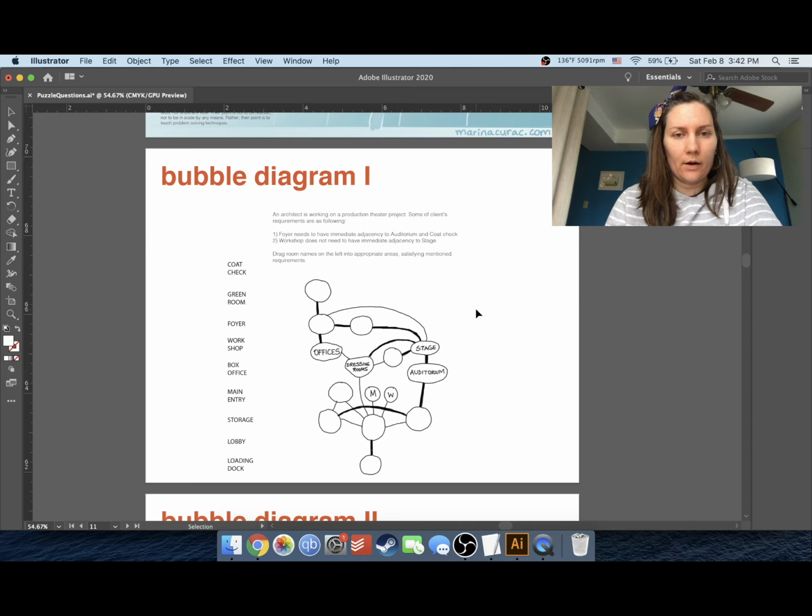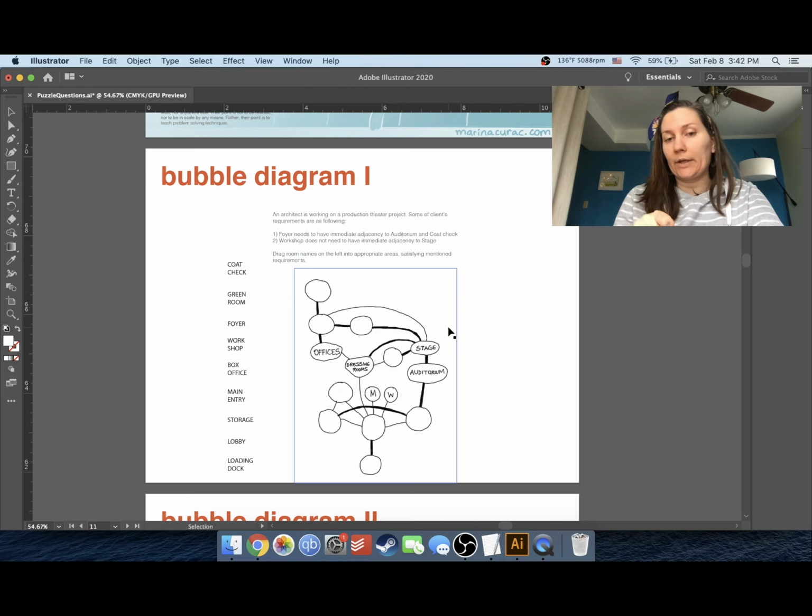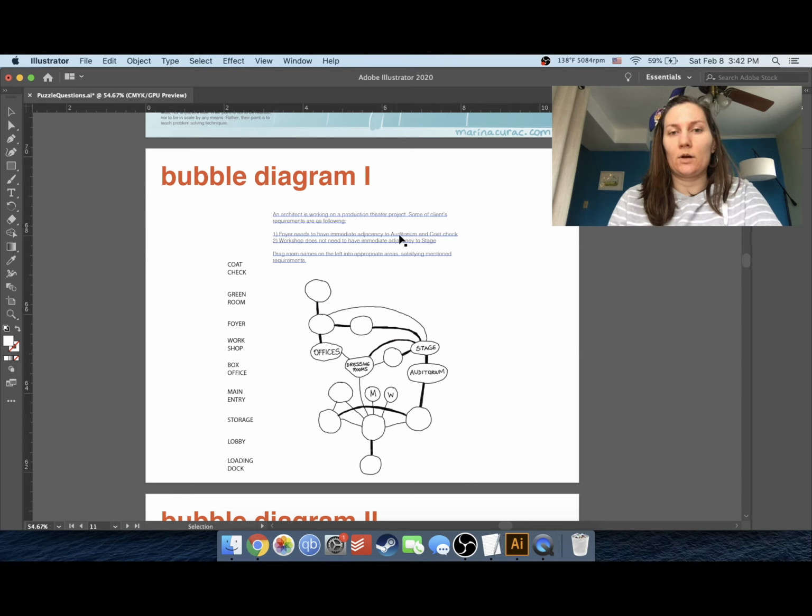So we are looking for auditorium, coat check, and foyer. As we were looking at this graphic during our first step, we realized, oh, there is auditorium there. It has immediate adjacency to stage and to another bubble. So we go back into the requirement, and it says that foyer needs to have immediate adjacency to the auditorium and coat check. So this is immediately telling us that foyer is going to come here.